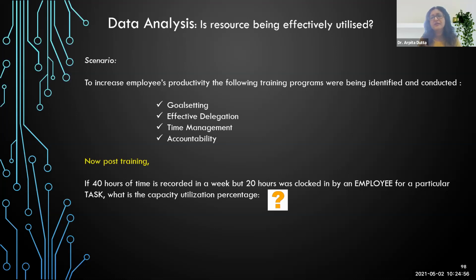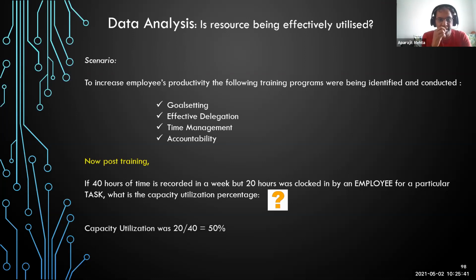So now post-training, it has been found that if 40 hours of time is recorded in a week, which is standard, but only 20 hours was clocked in, it means that his efficiency has improved. He is investing lesser time. Earlier, pre-training, it was 75% of the time. Now he's just investing 50% of the time, 20 by 40. So what is the spare capacity? The spare capacity is 50%. Absolutely. So now this person can be given an additional equivalent important task.